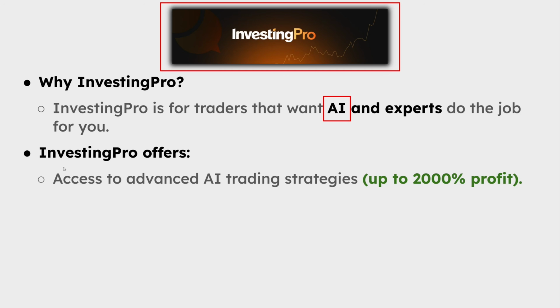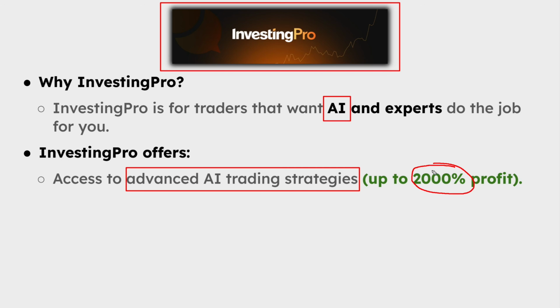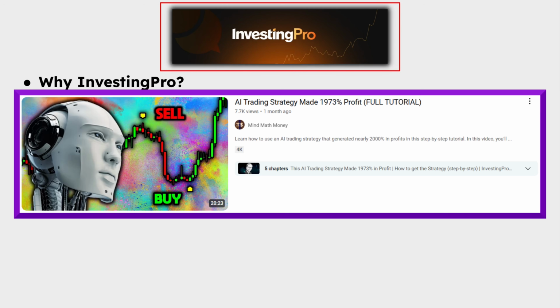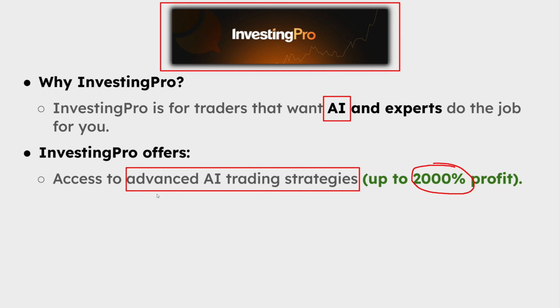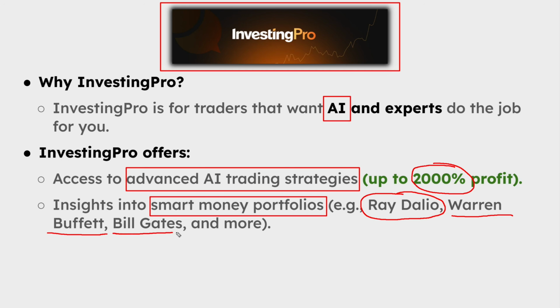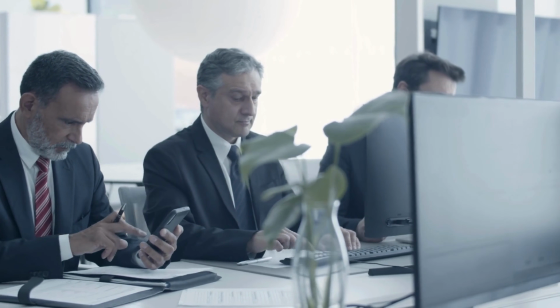So what does InvestingPro actually offer here? Well, the first thing it offers is access to advanced AI trading strategies. And here, some of these strategies offer up to 2,000% in profit. And if you guys want to learn more about this, I actually have a video that I will make sure to link up in the corner of this video that you can watch if you want to learn more about the AI trading strategies inside InvestingPro. But also another very nice feature is that you can get insights and exact analysis into other smart money portfolios. So you can look at, for example, what is Ray Dalio trading right now. You can look at what is Warren Buffett trading and holding, Bill Gates, and so on and so on. They have an amazing feature where you can search for other traders' strategies and portfolios, and if you want to, you can simply copy and paste that into your own portfolio, and that way trade like the smart money.